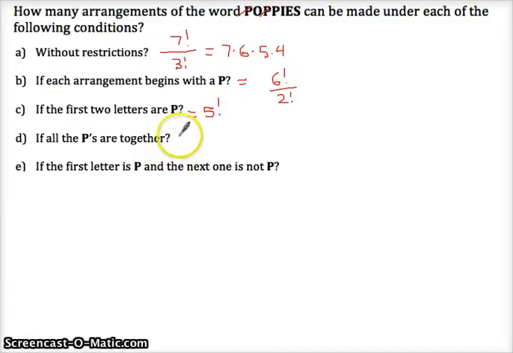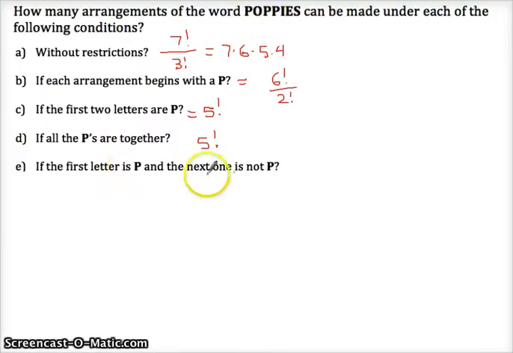If all the P's are together, the way I would do that is let's just consider the P to be 1 letter, because it's like 1 block that I can't really break up. So it's exactly the same as, now I really have, if you think about it, 5 letter blocks. I have I, E, S, O, and the triple P. And I have to put the triple P together, so it's like another letter.